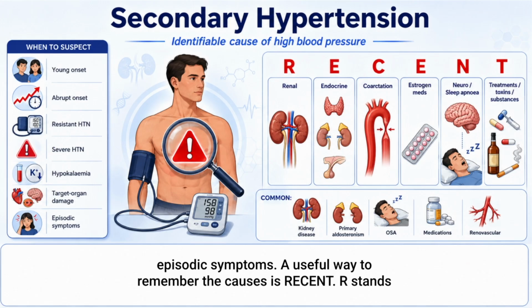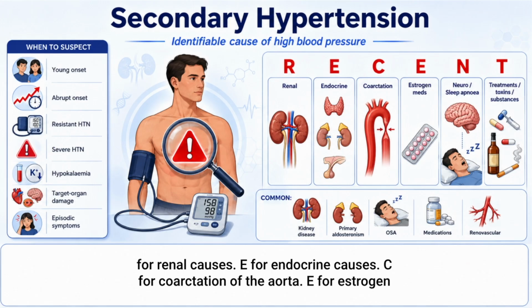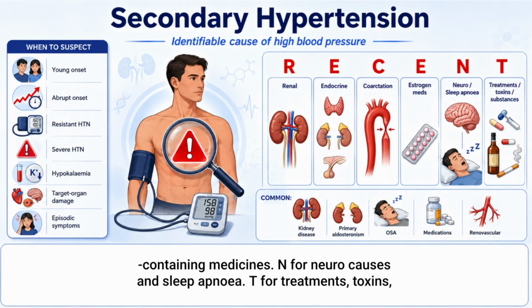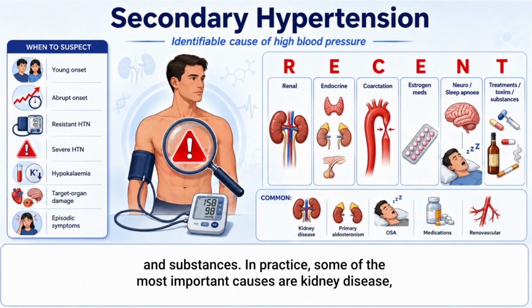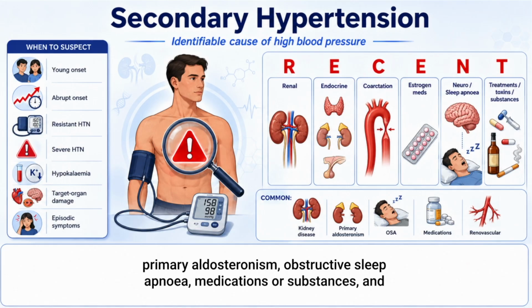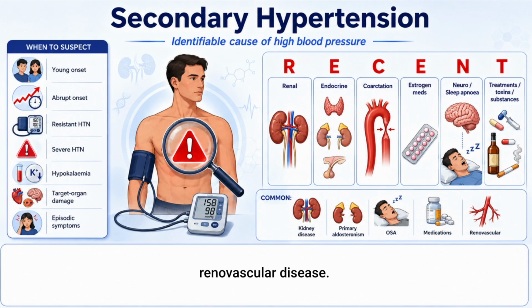A useful way to remember the causes is RECENT. R stands for renal causes, E for endocrine causes, C for coarctation of the aorta, E for estrogen-containing medicines, N for neuro causes and sleep apnea, T for treatments, toxins, and substances. In practice, some of the most important causes are kidney disease, primary aldosteronism, obstructive sleep apnea, medications or substances, and renovascular disease.